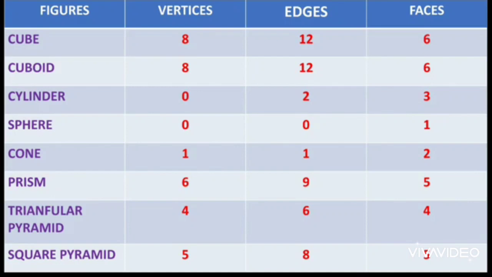Cone has 1 vertex, 1 edge, 2 faces. Prism has 6 vertices, 9 edges, 5 faces. Triangular pyramid has 4 vertices, 6 edges, 4 faces, and square pyramid has 5 vertices, 8 edges, and 5 faces. So students, you have to remember how many vertices it has, how many edges it has, and how many faces it has of all these three-dimensional figures.